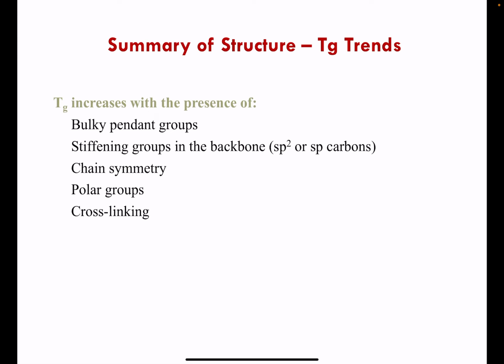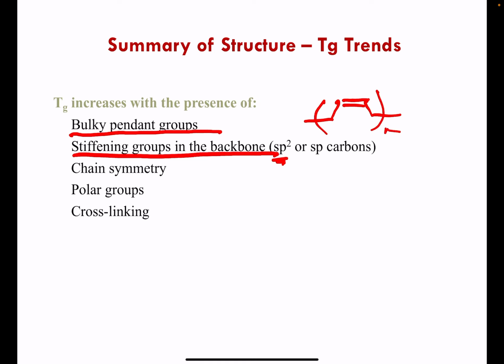So to summarize, we've seen here that Tg will increase with the presence of bulky pendant groups. If we can stiffen the backbone by installing sp2 units, things like double bonds, such as in some cases of polybutadiene, polyisoprene can even have double bonds in the main chain. So those areas are stiffer than other derivatives without those double bonds, or even materials like polyphenylene sulfide, where phenyl groups provide those sp2 carbons to stiffen the main chain.